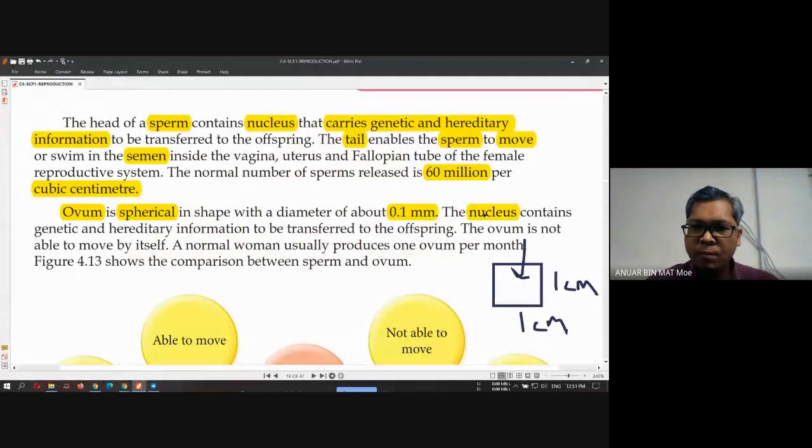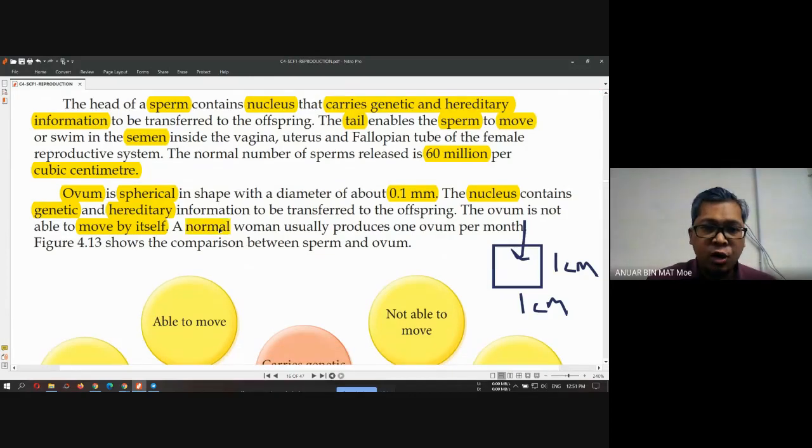Before that, ovum also contain nucleus that contain genetic and hereditary information, hereditary information to be transferred to the offspring. And then the ovum is not able to move for itself. This is the characteristics you must understand. It cannot move by itself because it's just the shape of the spherical. Inside the fallopian tube, inside the uterus of the female, the ovum just floating around, according to the fluid inside the woman. And then a normal woman usually produce one ovum per month only. Okay, one ovum per month.